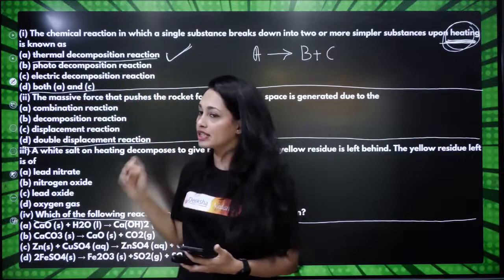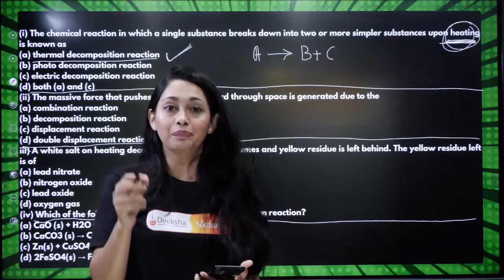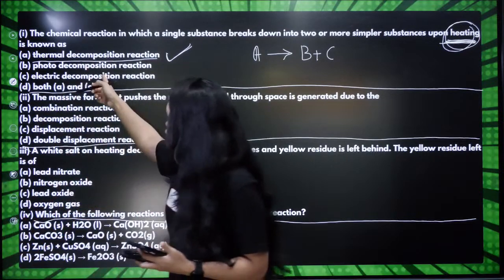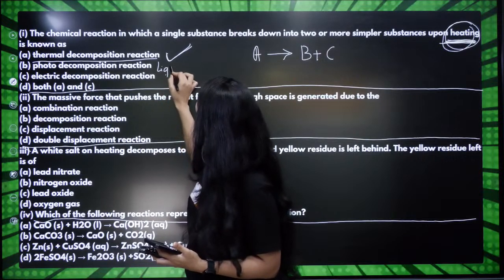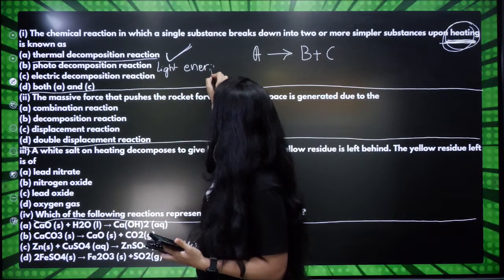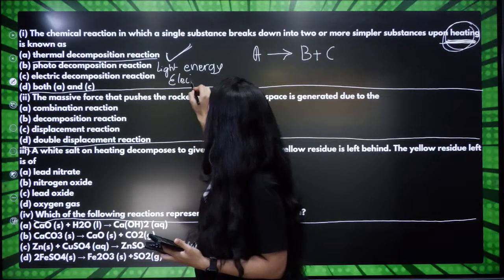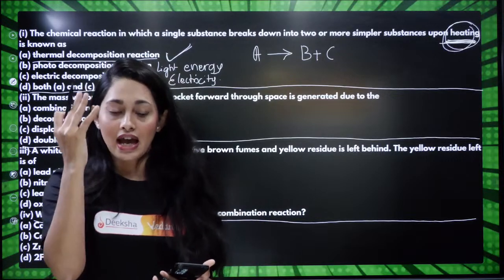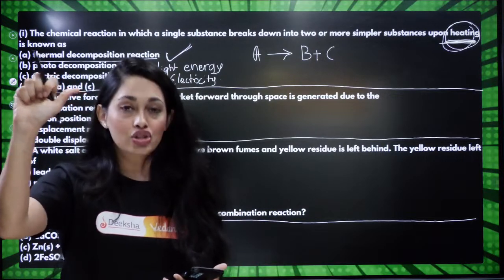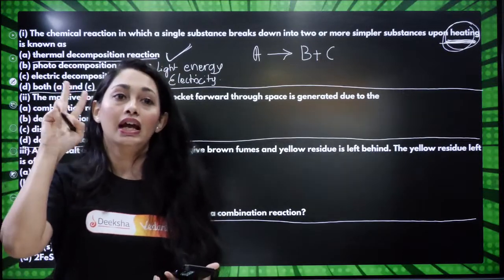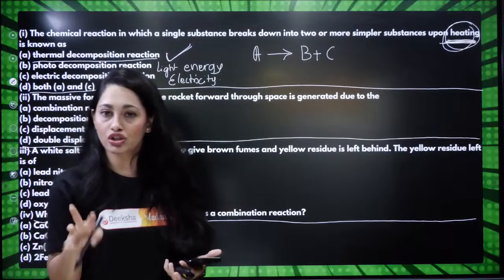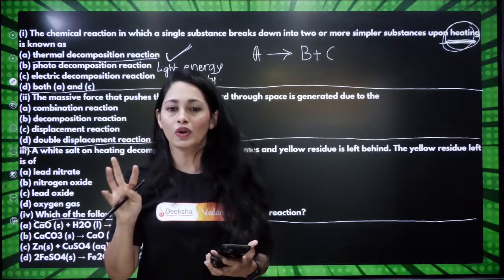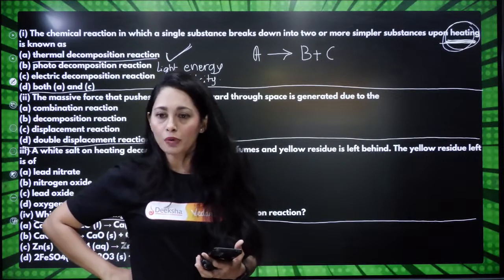Thermal decomposition reactions are those in which a single reactant breaks down to give two or more products upon heating. In photolytic or photo decomposition reaction, light energy is given. In electrolytic decomposition reaction, energy in the form of electricity is given. In decomposition reaction, we have three types: thermal decomposition reaction, photolytic decomposition reaction, and electrolytic decomposition reaction. Don't get confused. Read the question thoroughly once or twice, not just once, twice or thrice. Option A is the right answer.